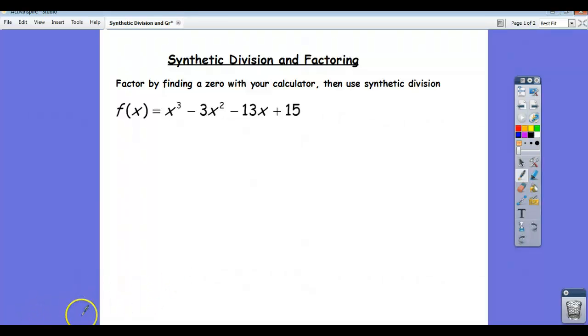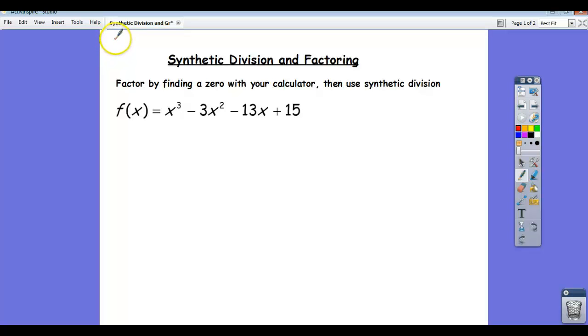Hi there. We're going to start talking about using synthetic division to help us factor polynomials that we don't know how to factor any other way. And so, just a quick tour of the type of factoring you've learned.